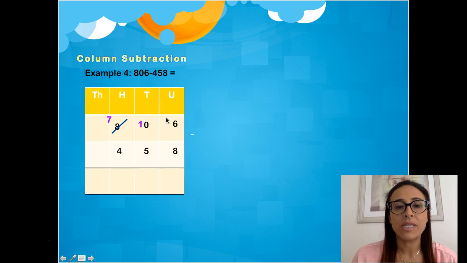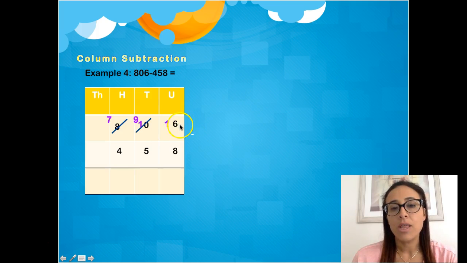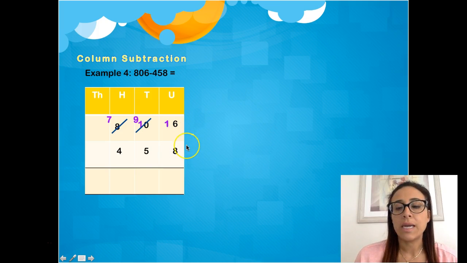So we cross out the 10 and make it 1 less, which is a 9. The 1 that we took away from the tens column, we place in the units column. And we make the units number change from 6 to 16. Now the number in our units column is bigger than the number below it. So 16 minus 8 is 8.